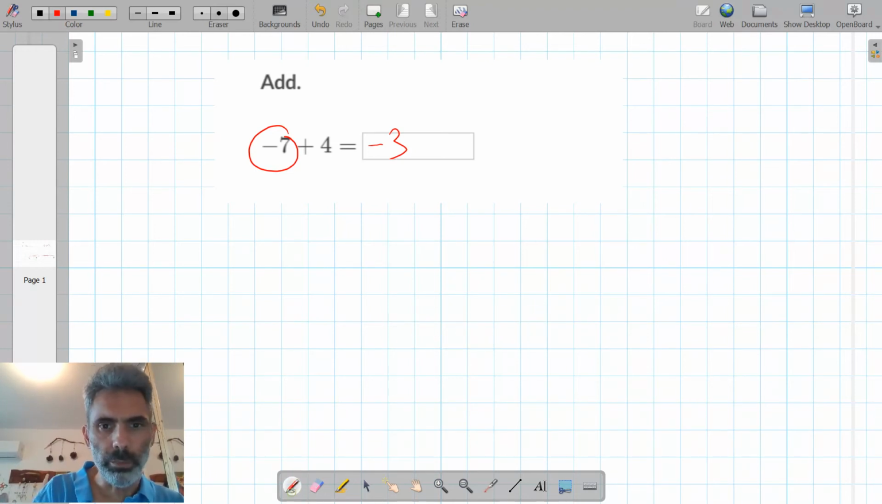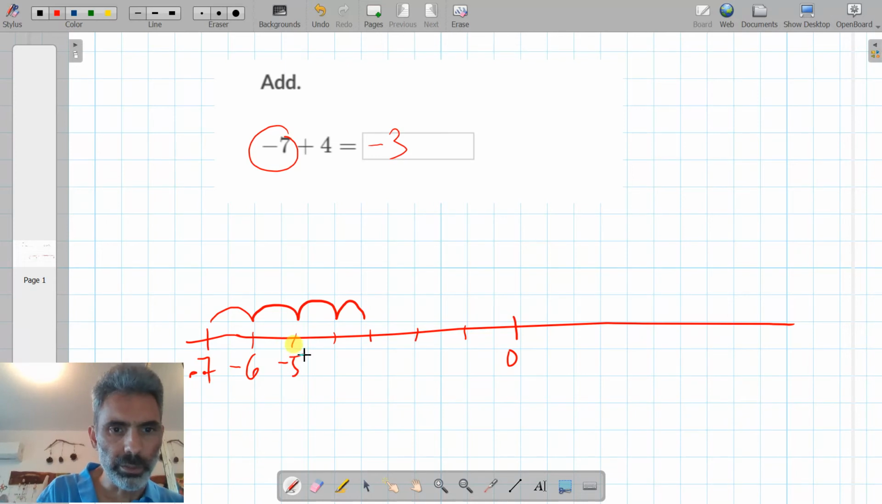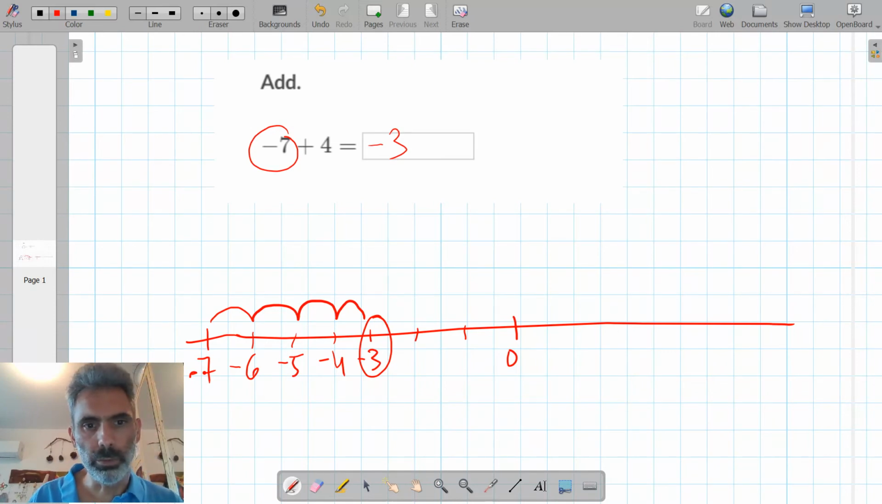You see it on the number line. So we began at 1, 2, 3, 4, 5, 6, 7. We began at -7, this is 0, and we took 4 steps to the right. 1, 2, 3, 4. So this is -6, this is -5, this is -4, and this is -3. We end up at -3.